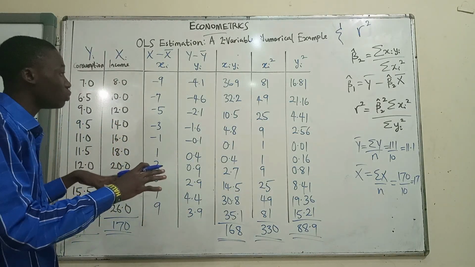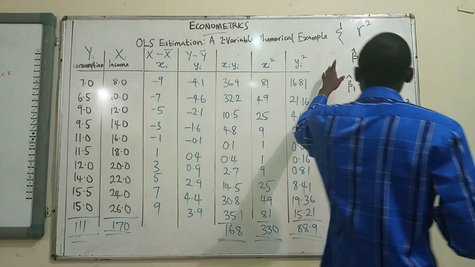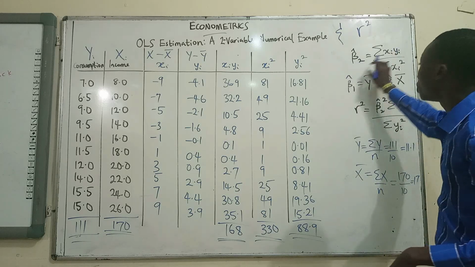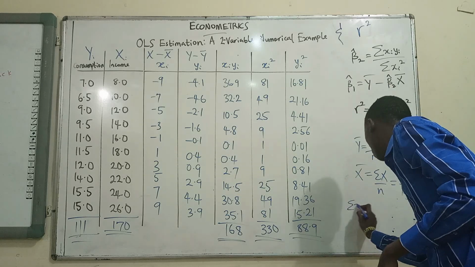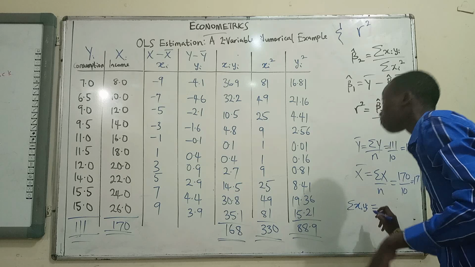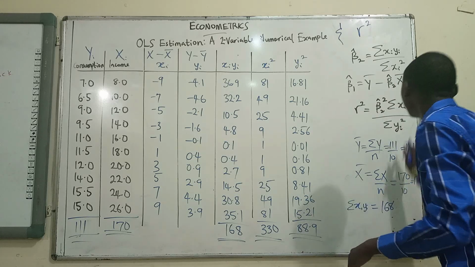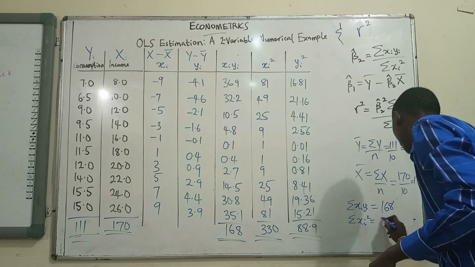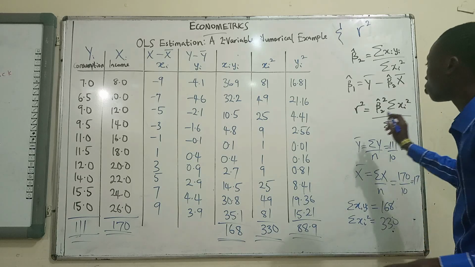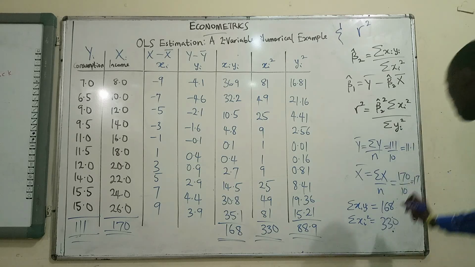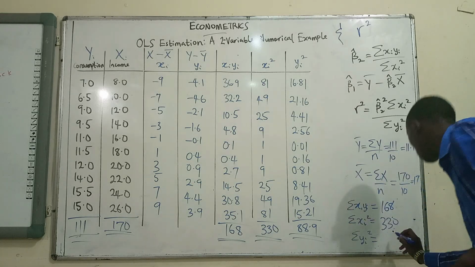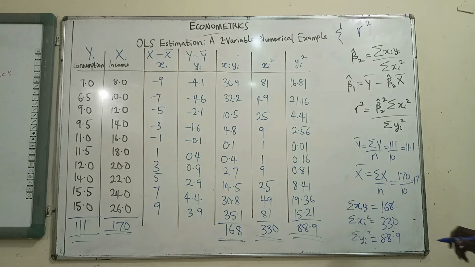And so with this, we have everything we need to calculate our coefficients, to calculate the estimated parameters and our r squared. Summation xy, let me just extract that. Summation xi yi is 168. Summation xi squared is 330. Summation yi squared is 88.9. Okay, so with those three values, we are good to go.